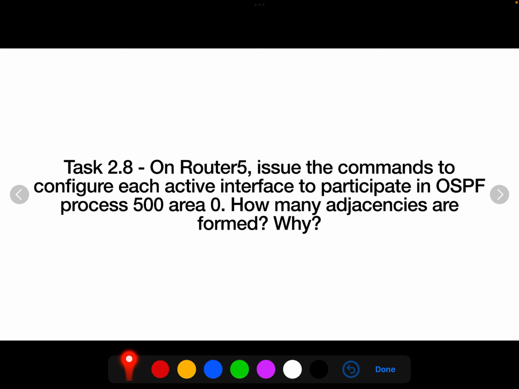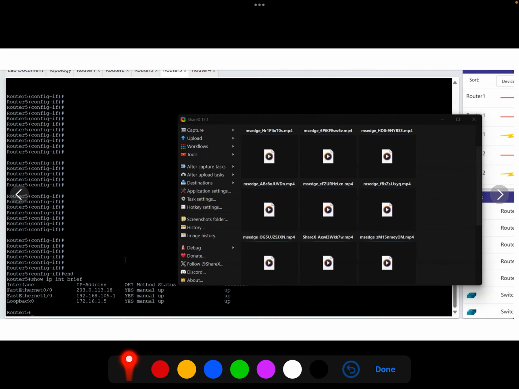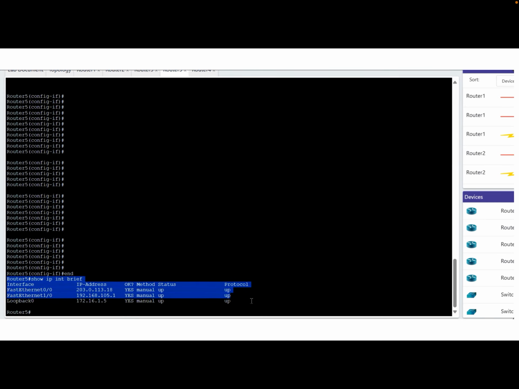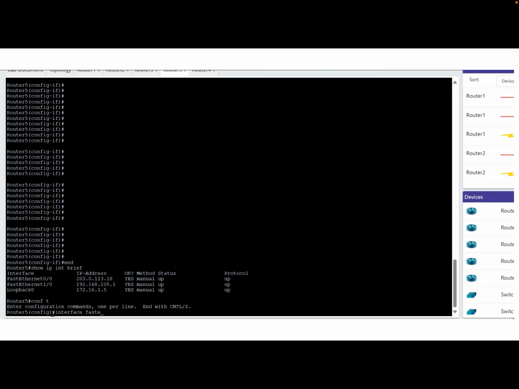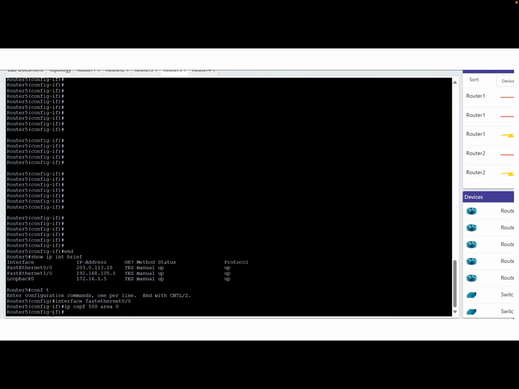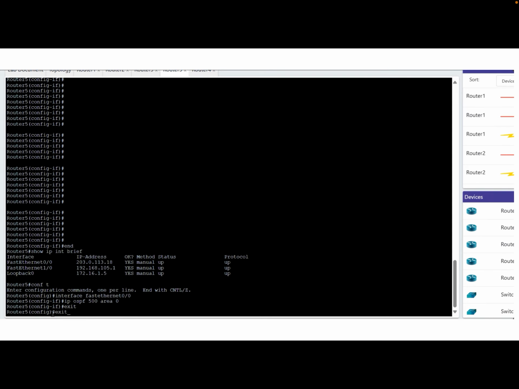Now, task 2.8 on router 5: issue the commands to configure each active interface to participate in OSPF process 500 and area 0. How many adjacencies are formed? Why? Okay, so similar process again, very, very similar to what we're doing now. Router 5. Let's go into global configuration mode, interface FastEthernet 0/0. Okay, first interface there. It should be very easy now since we've done this. This is the fourth router we're doing, because router 1 we configured using the network command way. But yeah, we've done router 2, 3, 4, and now 5. Now we're using the ip ospf subcommand way of configuring the process ID and the area on the interfaces. So there we go. This should now be sticking in our heads.